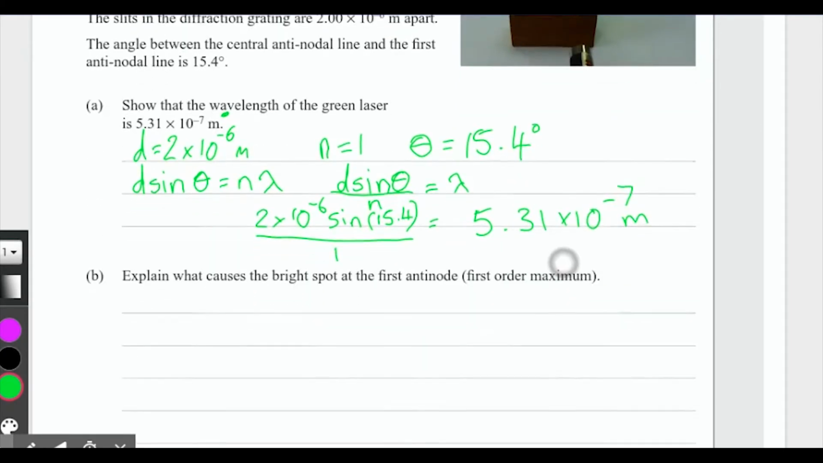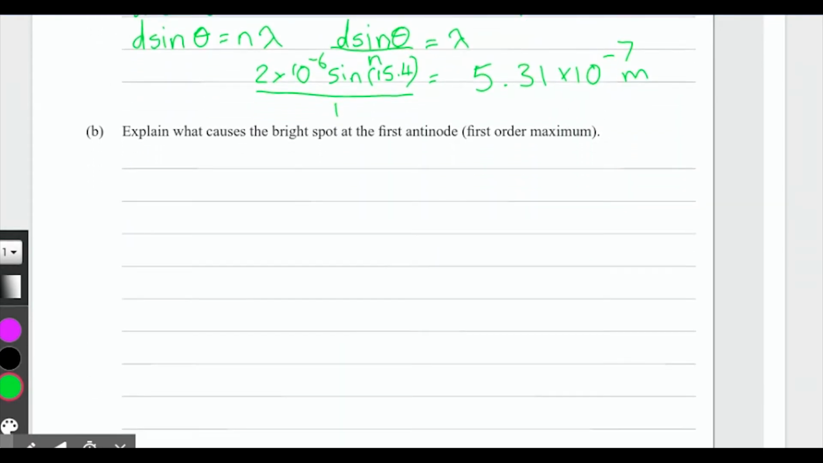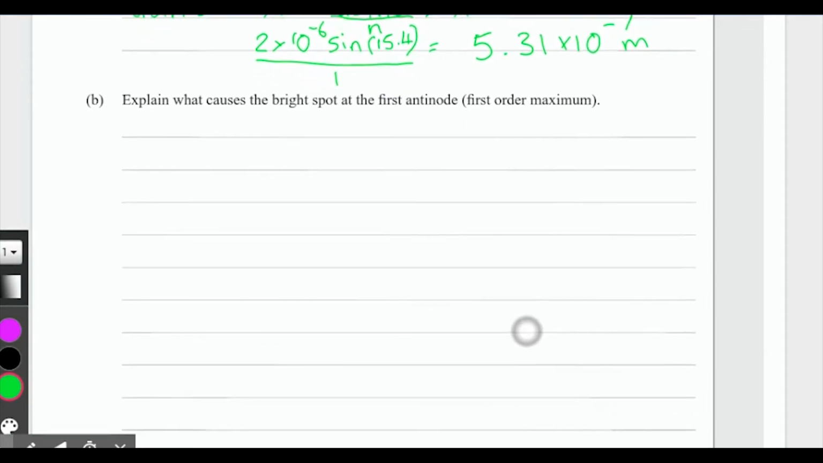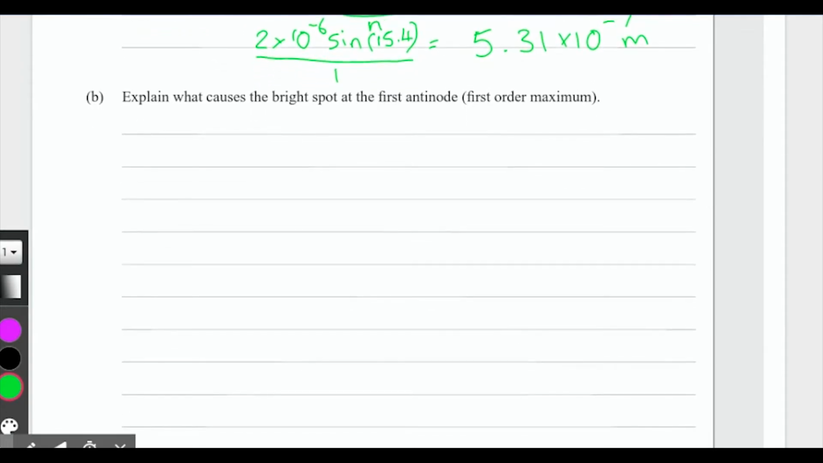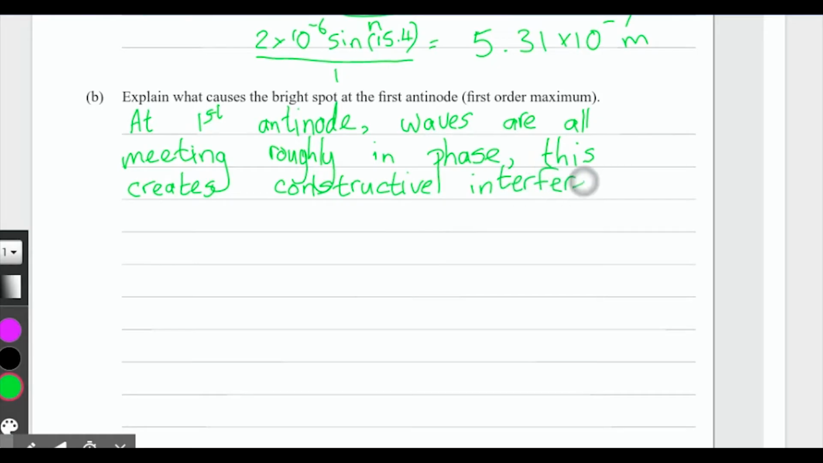Okay, explain what causes the bright spot at the first antinode. All right, this is a big question. So at first antinode, our waves are all meeting in phase. We'll say roughly in phase. This creates constructive interference along a region known as an antinodal line.